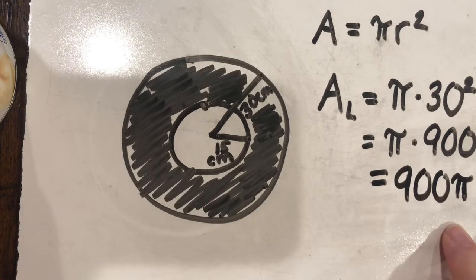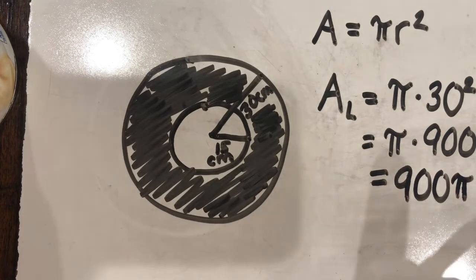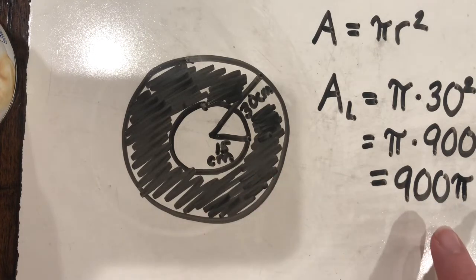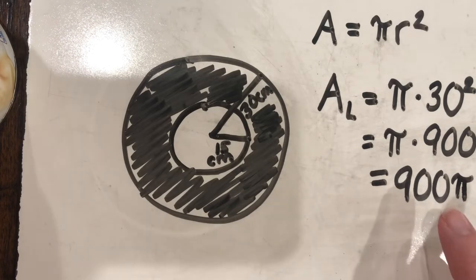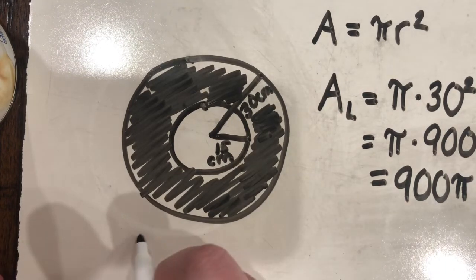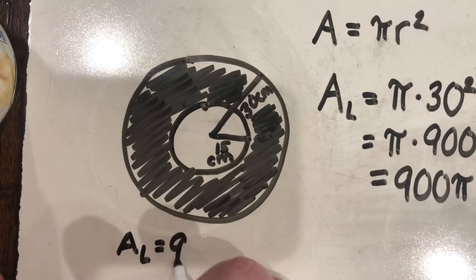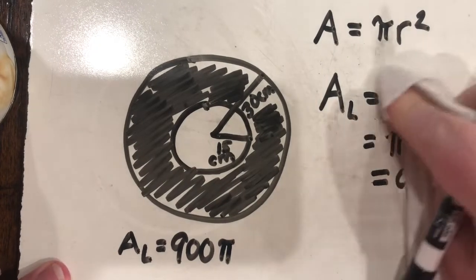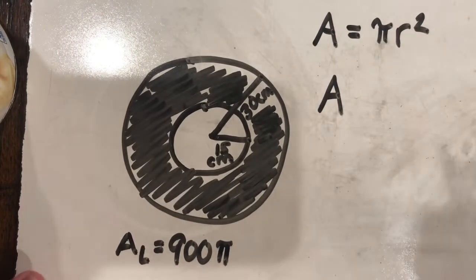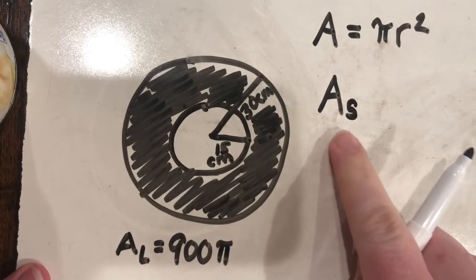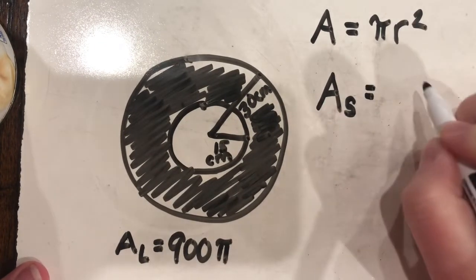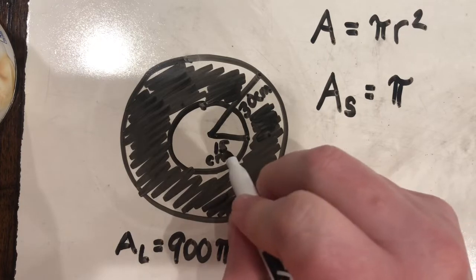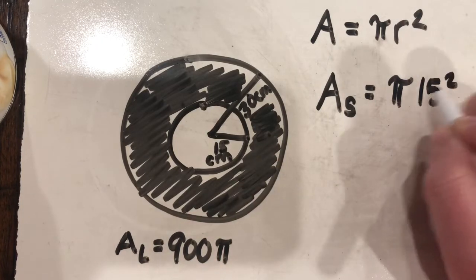Now, I'm not going to calculate what 900 times pi is just yet, because it's going to be a lot easier to calculate what the smaller circle is and subtract it in the pi format before we calculate what that is, okay? So I'm going to go ahead and write over here the area of the large equals 900 pi. Okay. And now I want to find the area of the small circle. So area, I'm going to do subscript S for area of the small circle. And that one's going to be pi times the radius of the small one, which is 15 centimeters squared.